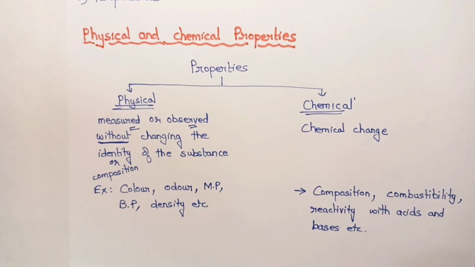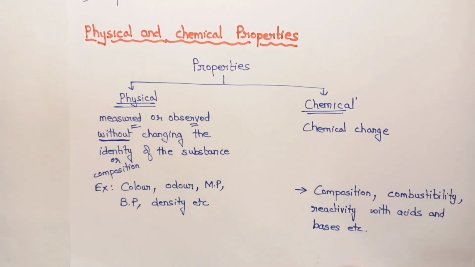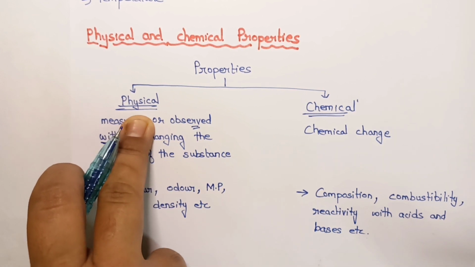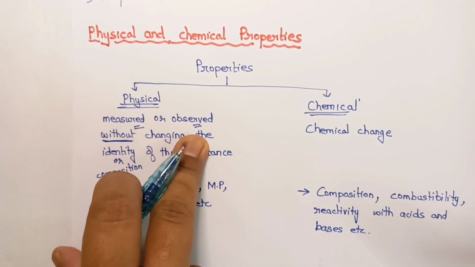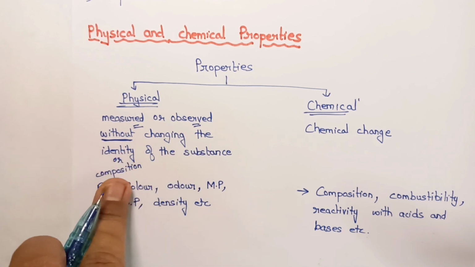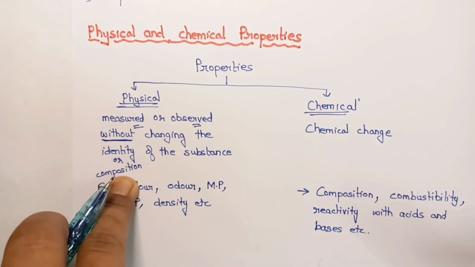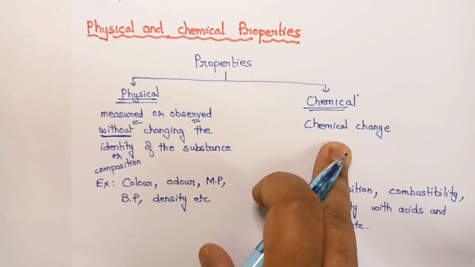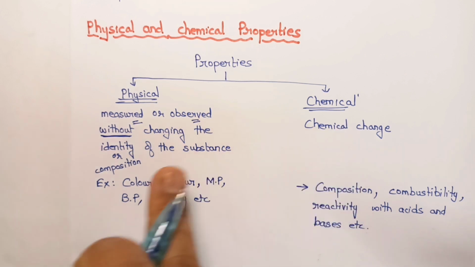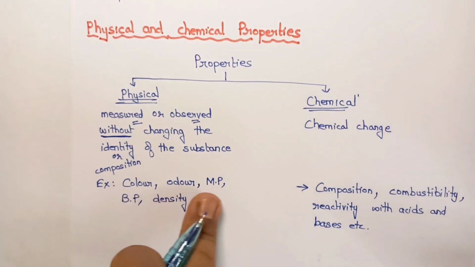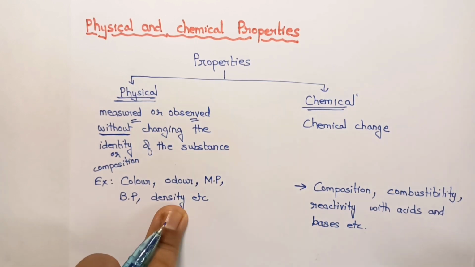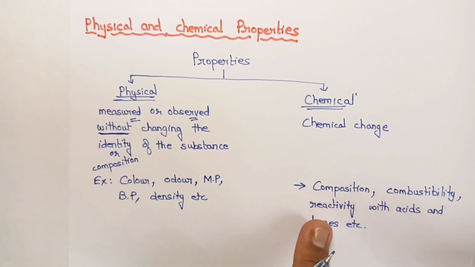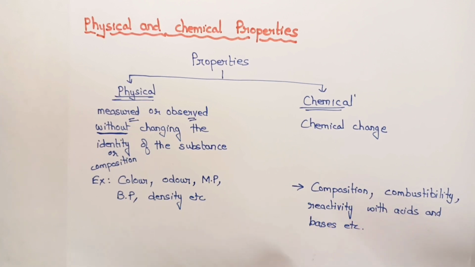Okay children, so did you get a clear picture of what is meant by physical property and chemical property? What is meant by physical properties? The properties which can be measured or observed without changing the identity or composition of the substance. Whereas if you have to find a chemical property of the substance, you have to bring a chemical change in that substance. Examples of physical properties are color, odor, melting point, boiling point, density, etc. Examples of chemical properties are composition, combustibility, reactivity with acids and bases, etc.